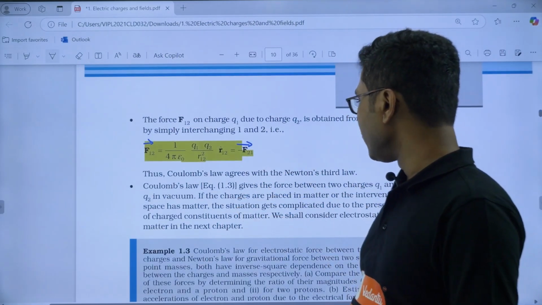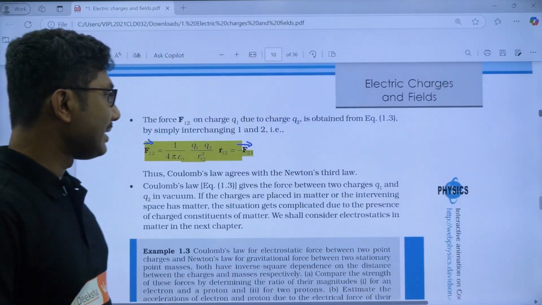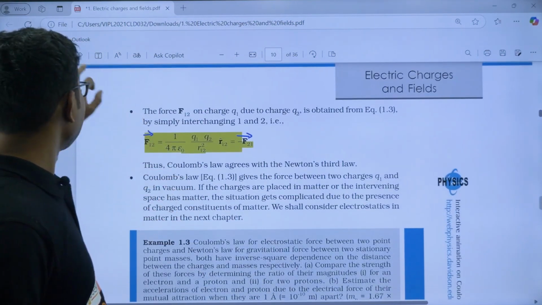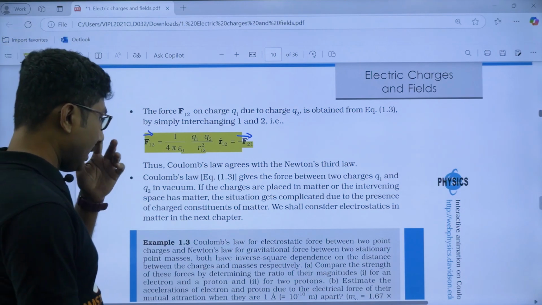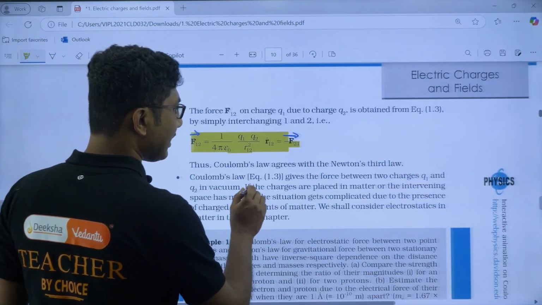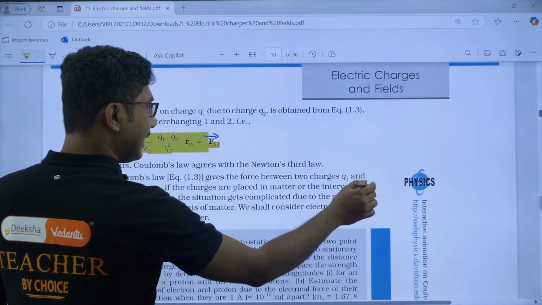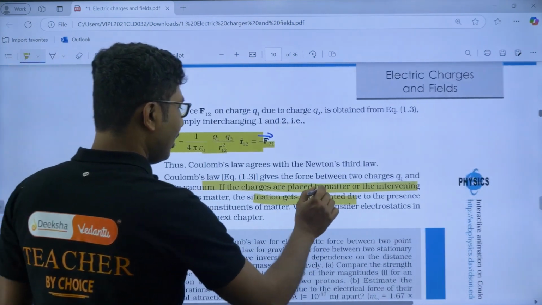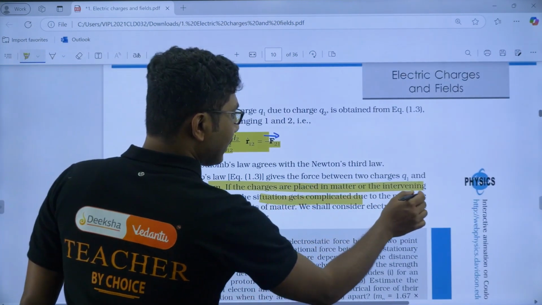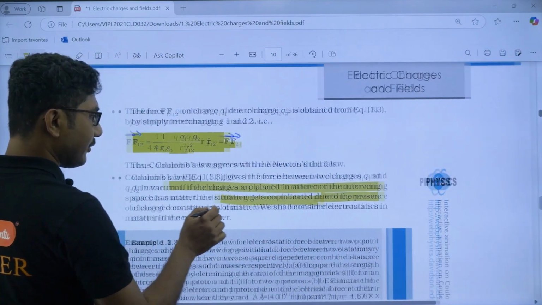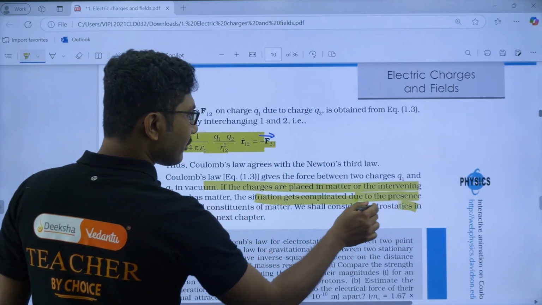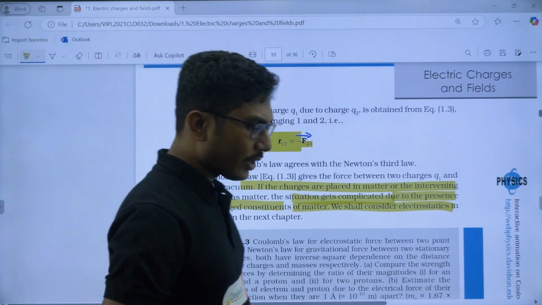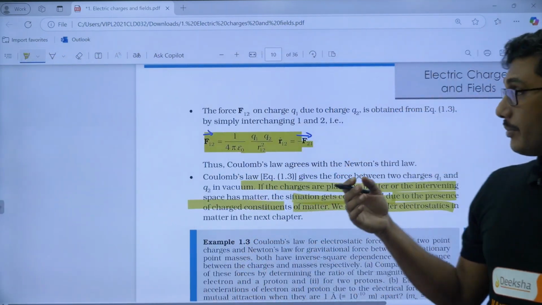Coulomb's law gives the force between two charges, etc., but that is not super important. This line is important for KCET. If the charges are placed in matter, or the intervening space has matter, the law gets complicated due to the presence of the charge-constituent matter. We shall consider electrostatics in matter in the next chapter. Even though they have said next chapter, the formula is sometimes important.